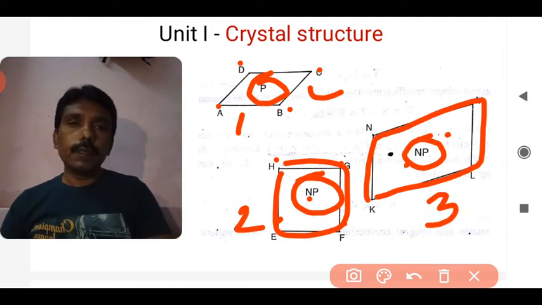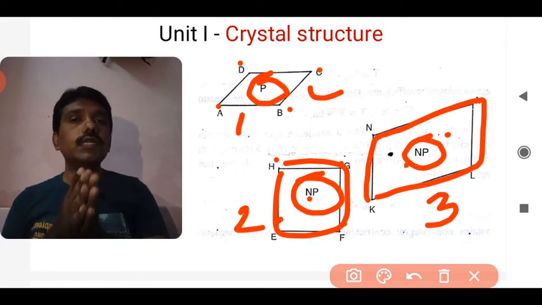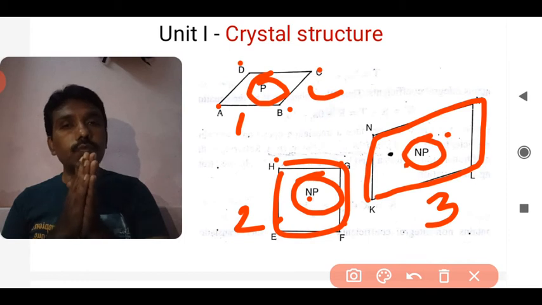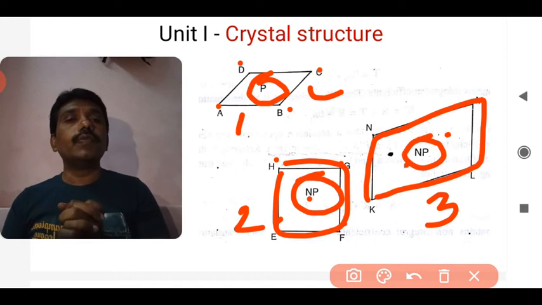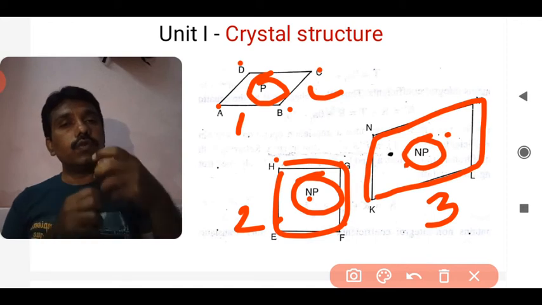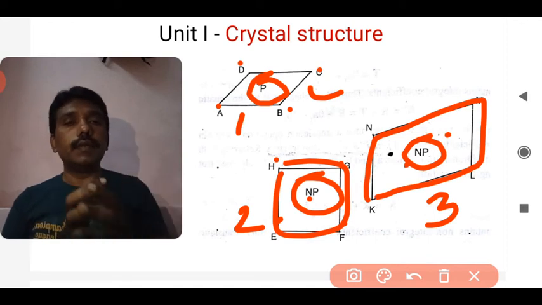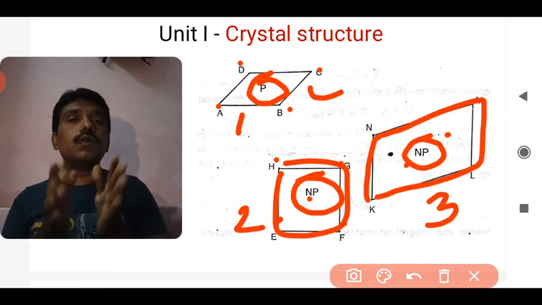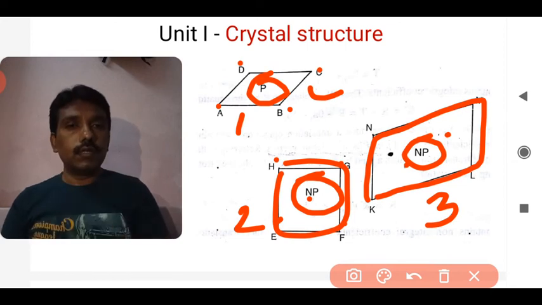So in this case, whatever the unit cells are, the unit cell is the smallest part of that crystal structure or solid, and if it continues till the end of the material, it will form one particular structure for that solid, or the crystal lattice.